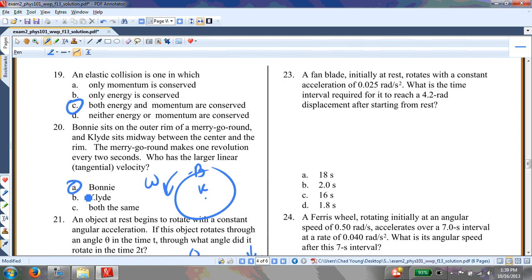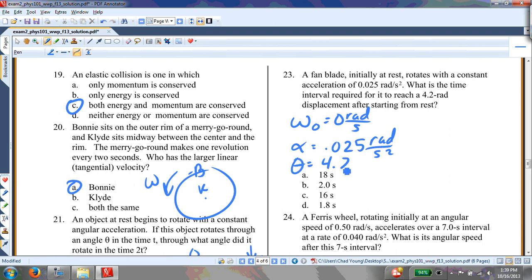A fan blade initially at rest rotates with a constant acceleration. Let's just write down everything we know. Omega naught equals 0. Alpha equals 0.025. And what is the time interval required to reach 4.2 radians displacement?